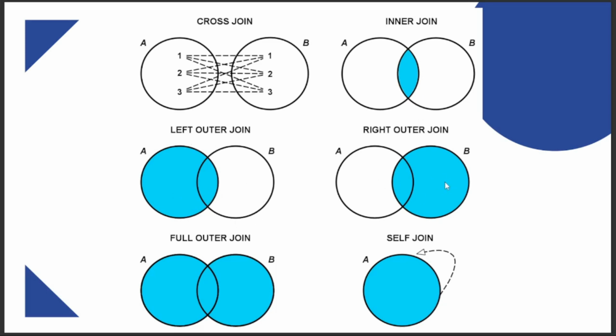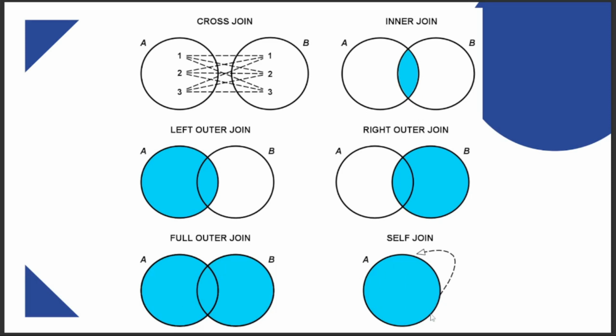Similarly, in right outer join, all the records from the right table, whichever table is present on the right, will be retrieved along with the matching records from the right and left table. So this is the right outer join. Then you have the full outer join, in which every single record is retrieved, each record from the right table, each record from the left table, as well as all the matching records. That is the meaning of full outer join.